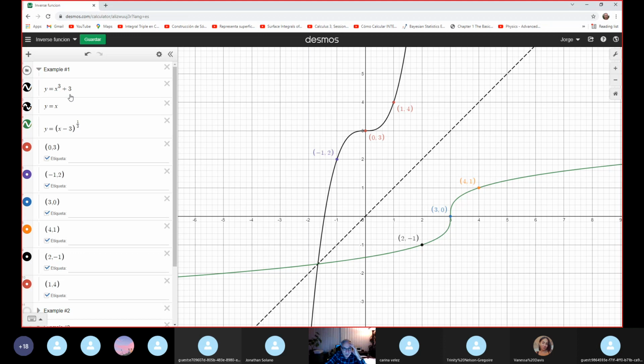x cubed plus 3. The inverse function is the cubic root, sorry, and Desmos has no cubic root button. Raising to the 1/3 is equivalent, no? This is the cubic, this is the inverse, and this line is the symmetry. The classical point I'm using was, remember, (0,3). The analogous point is (3,0). Look, it's symmetric.